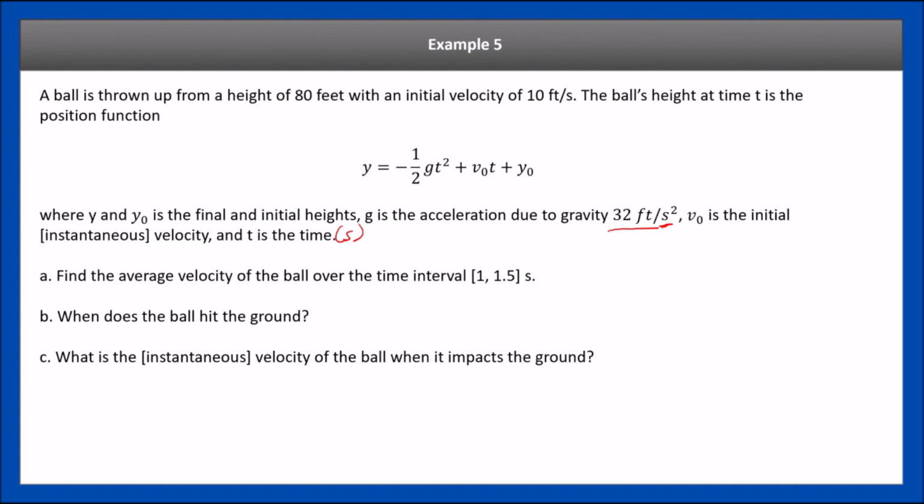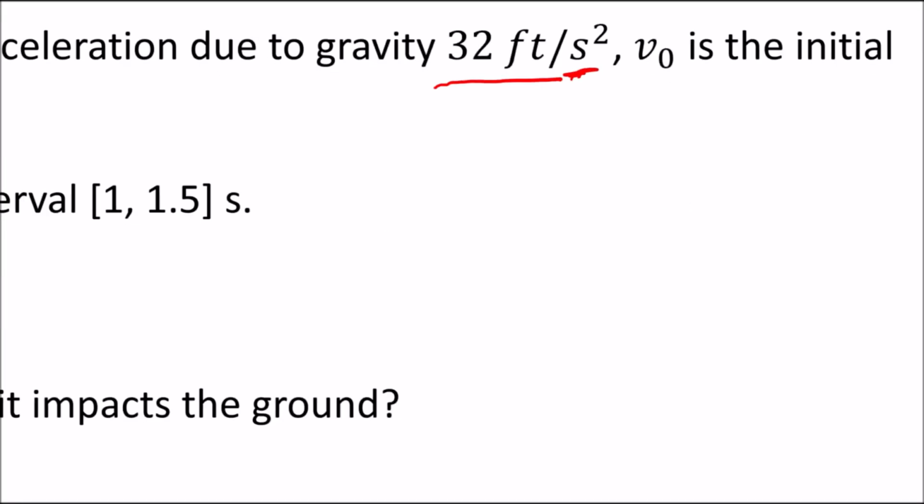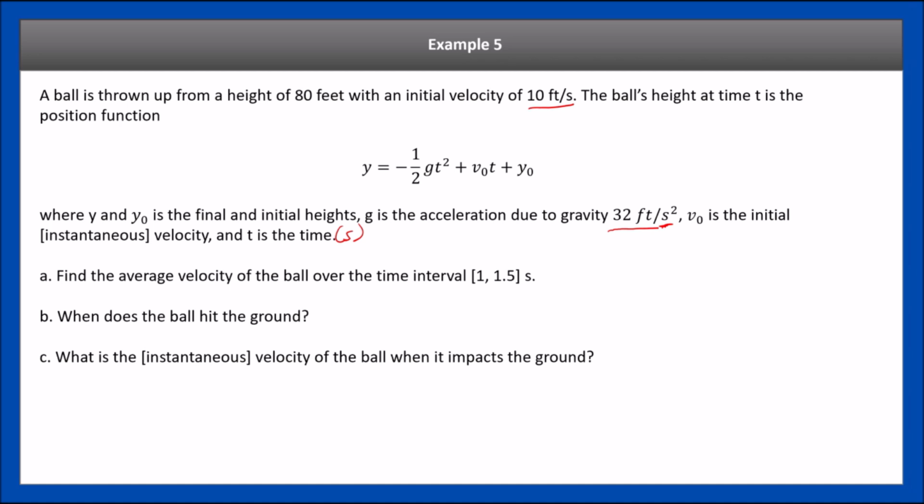All right, so we have the initial velocity of 10 feet per second. So we're going to actually plug that in here. We have the g, so we're going to actually plug that into there. And then we have y sub 0 because it says this is thrown up from 80 feet. So that's actually our y sub 0, right? So we're actually going to plug that in there.